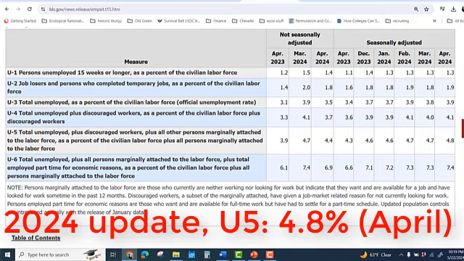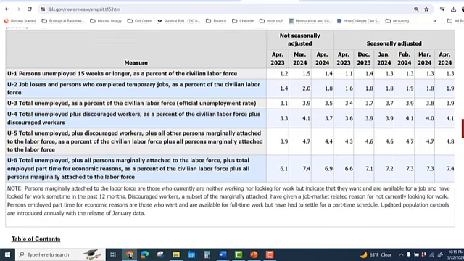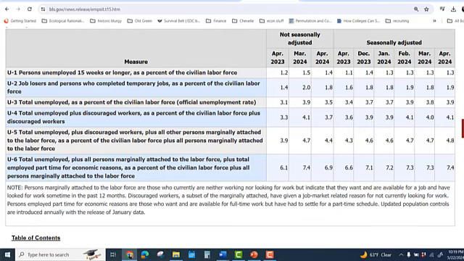And then finally we have U6, which is the total unemployed plus all the marginally attached, so what we were capturing in U5, plus the total employed part-time for economic reasons, PTER. Now, what is PTER? Let's look down here at the note again. Persons employed part-time for economic reasons are those who want and are available for full-time work, but have had to settle for a part-time schedule.